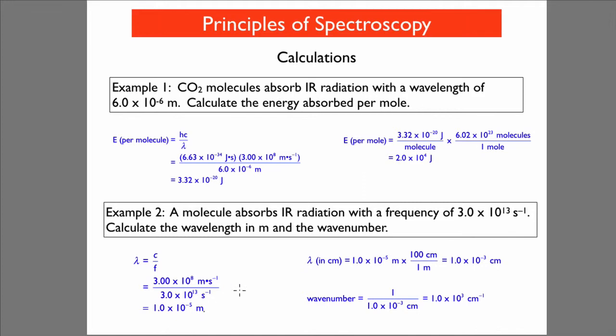Next, we convert meters to centimeters, and we can use the conversion factor here: 100 centimeters is 1 meter. Do the maths to get the answer in centimeters, and then we use the reciprocal to find the wave number.